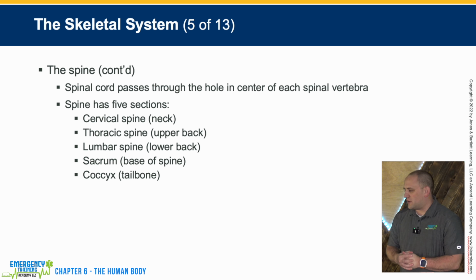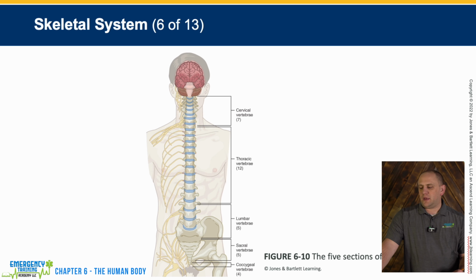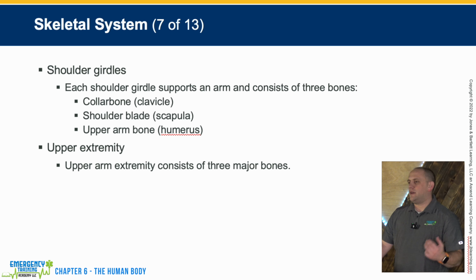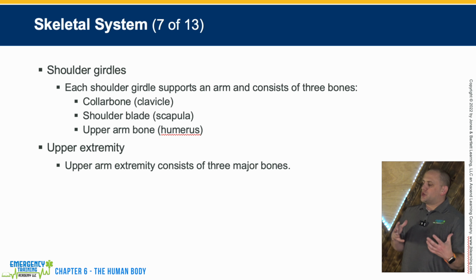We talked about this: our cervical spine, thoracic, lumbar, sacrum, and then I had forgotten to mention the coccyx, which is the tailbone. And here you can see a breakdown of those different regions. The next thing as we move down is going to be our shoulder girdles.